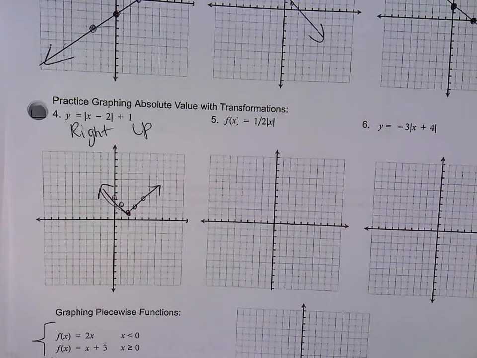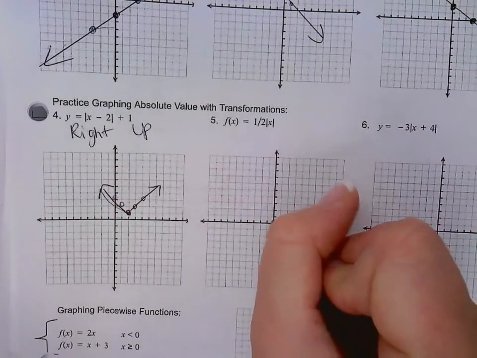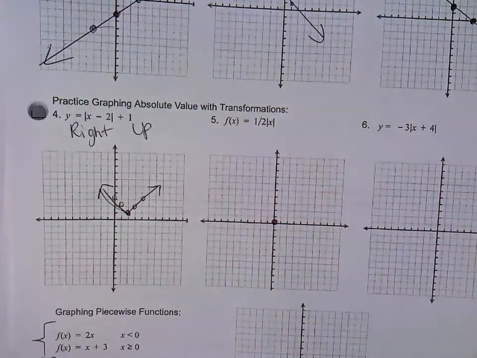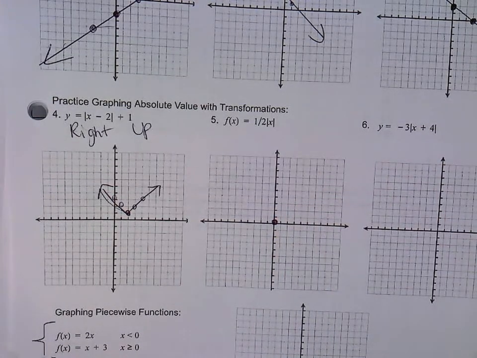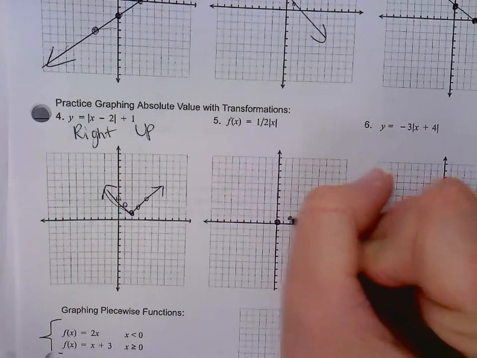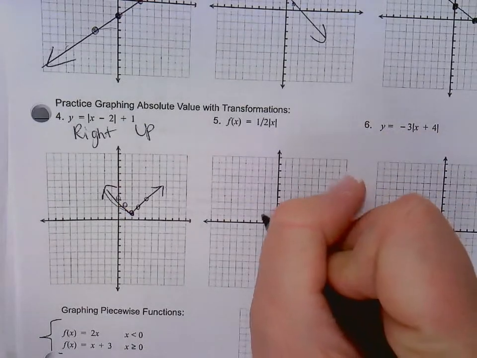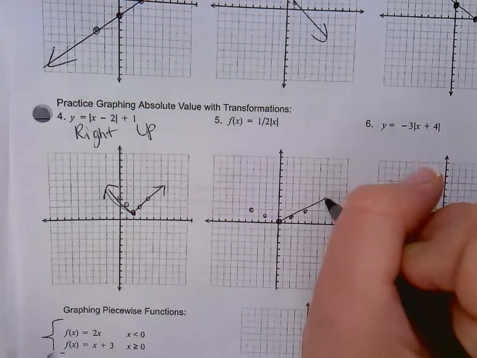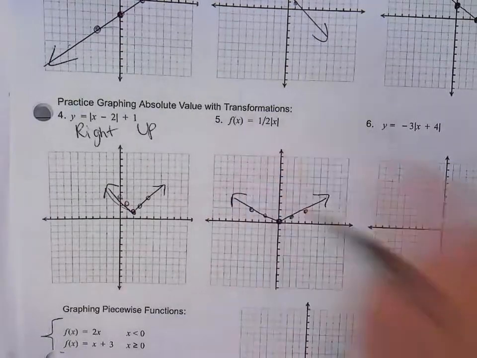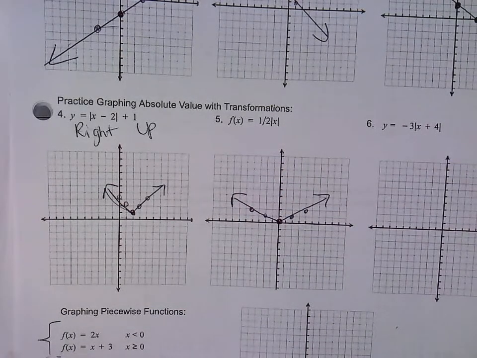And then number 5 hasn't moved up, down, or left or right. So my vertex is just going to sit at the origin still at (0, 0). But the slope is 1/2. So it's less steep. And I could just make it a slope of 1/2 and then negative 1/2 in the other direction. So it's a less steep V-shaped graph.